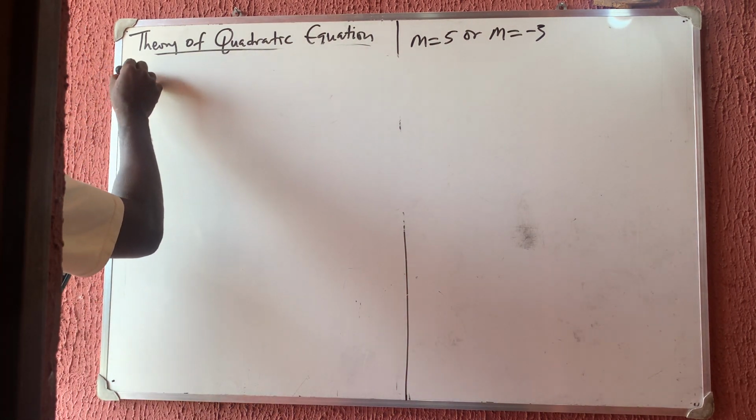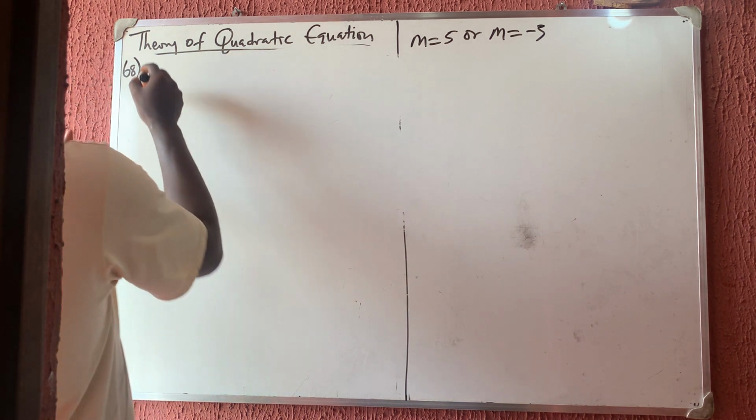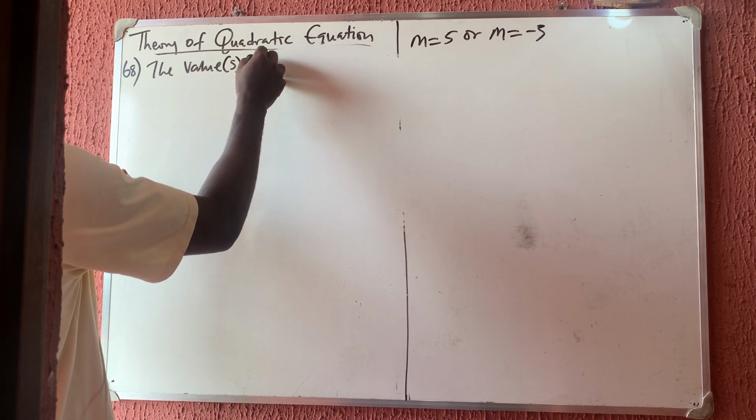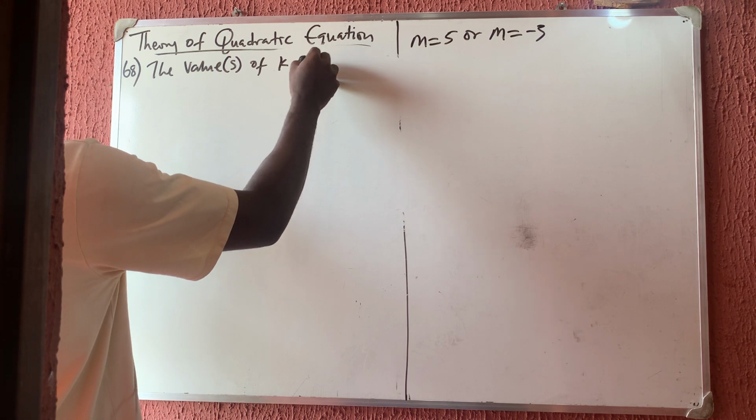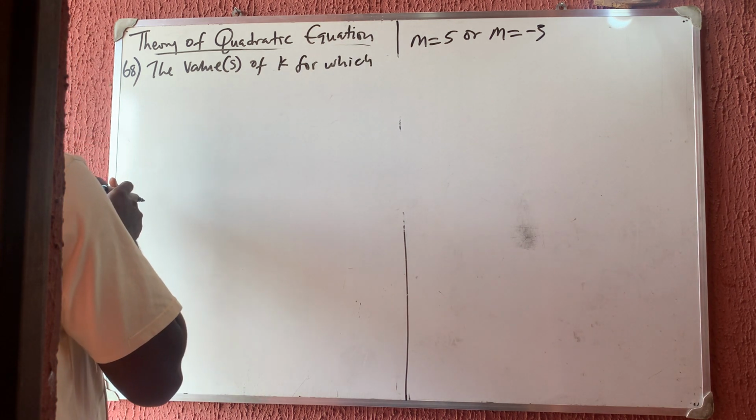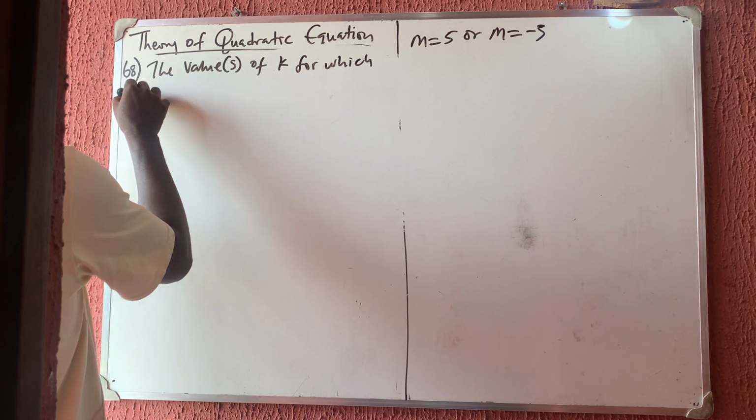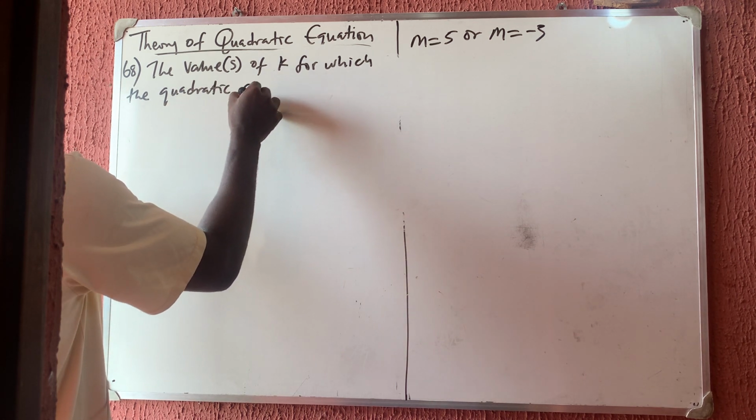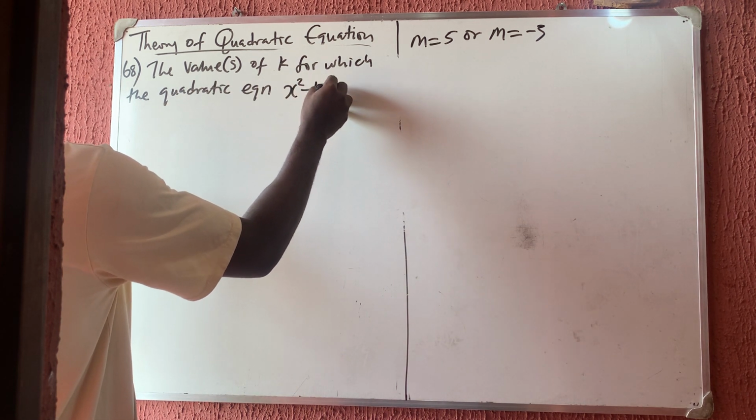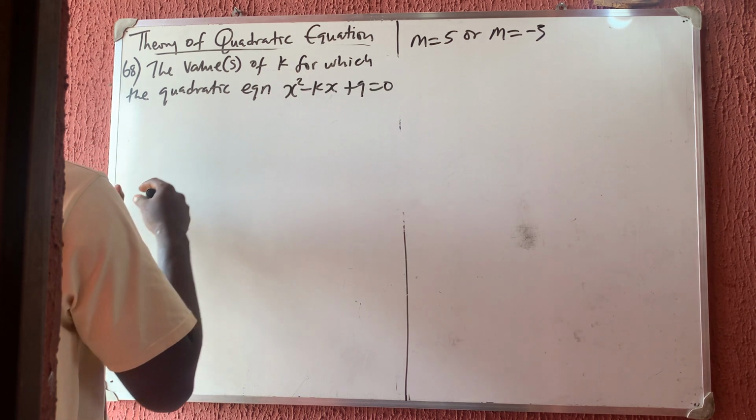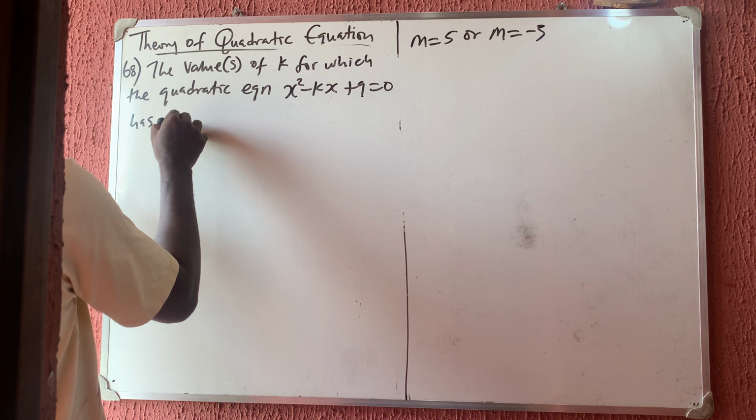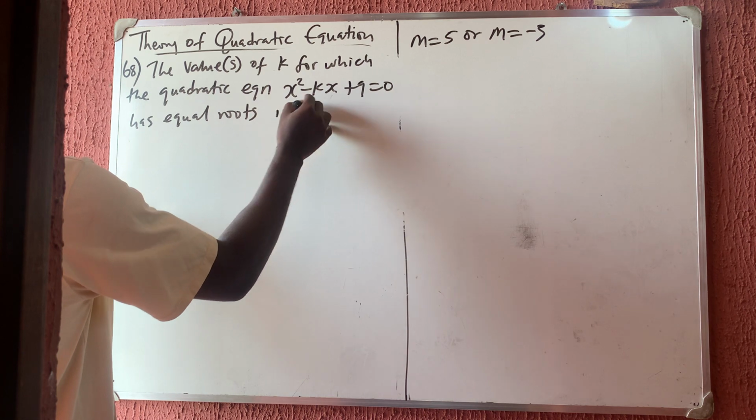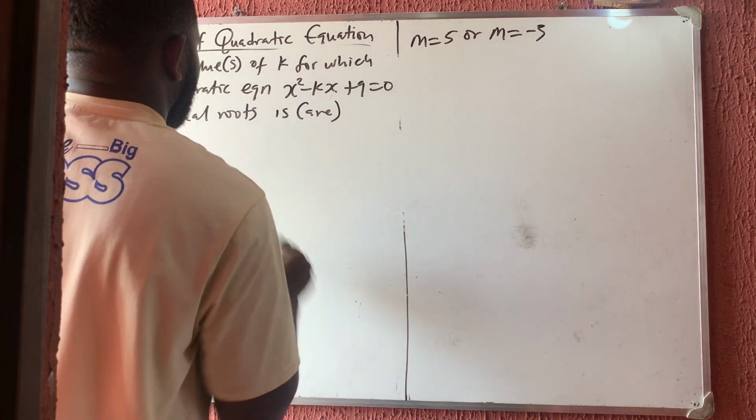Question number 68 said, the value or values of k for which the quadratic equation x squared minus kx plus 9 equal to 0 has equal roots is or are. Okay, so solution.